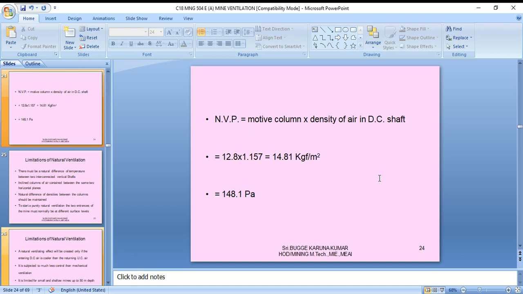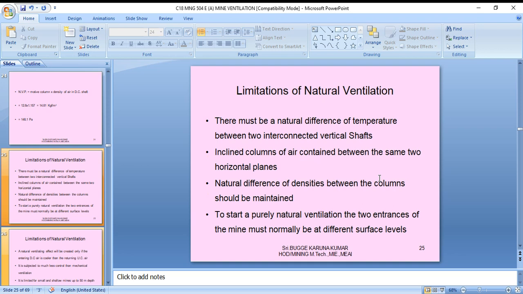Then I am going to the next topic, that is the limitation of natural ventilation. There must be a natural difference of temperature between the two interconnected vertical shafts, and inclined columns of air contained between the same two horizontal planes. A natural difference of density between the columns should be maintained. To start purely natural ventilation, the two entrances of the mine must be at different surface levels. In such conditions only natural ventilation can happen. Otherwise, reversal may happen, or it sometimes does not work, because a proper difference is not there.